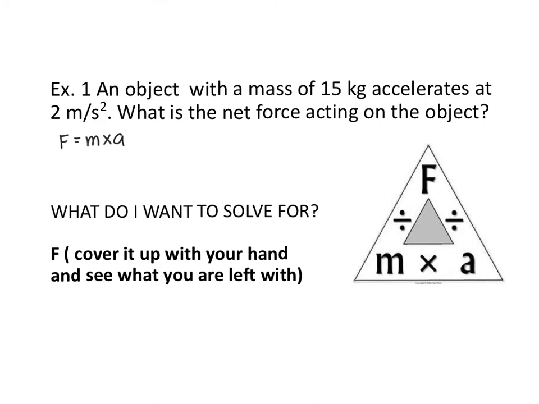Now that I have that information figured out, I just have to plug in what I have. So I have a 15 kilogram object, so that's my mass. And I'm going to multiply that by 2 meters per second squared, which is my acceleration. There I get my force of 30, and I put newtons. That is all I have to do.